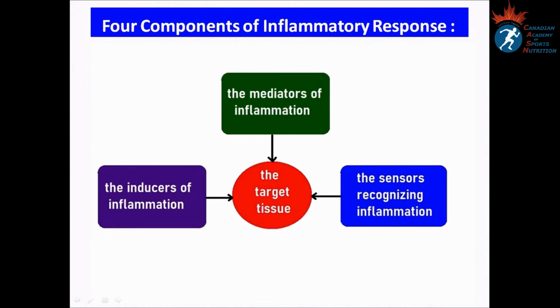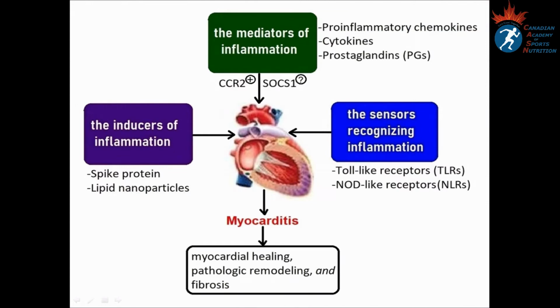Let's see what these 4 components are in myocarditis from mRNA vaccines. In myocarditis from mRNA vaccines, the target tissue is the heart. The inducers of inflammation are spike protein, which your body makes, and lipid nanoparticles, which are already in the vaccines. The sensors that recognize inflammation are 2 famous proteins. They are called toll-like receptors and nod-like receptors. I'm going to talk more about them later. And the mediators of inflammation are pro-inflammatory chemokines, cytokines, and prostaglandins.